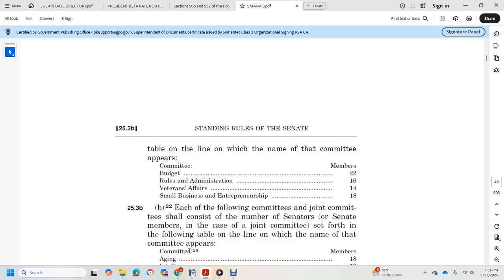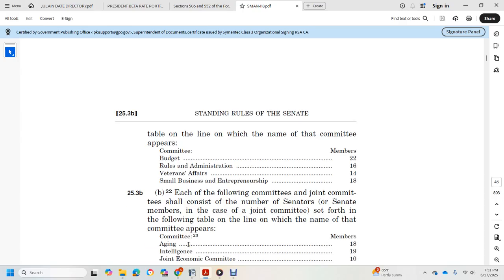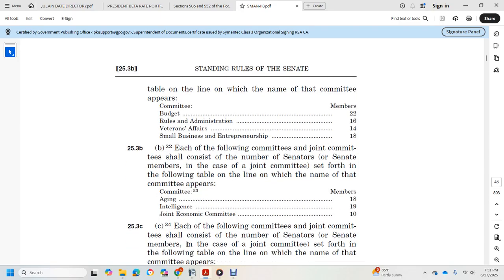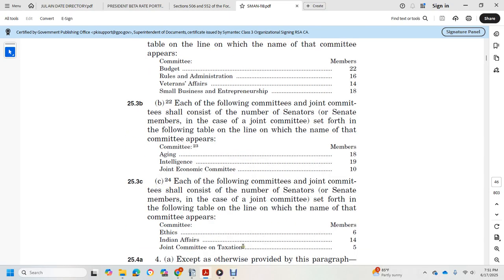Each of the following committees and joint committees shall consist of the number of senators, or members in the case of a joint committee, set forth in the following table on the line on which the name of the committee appears: Aging: 18. Intelligence: 19. Joint Economic Committee: 10. Each of the following committees and joint committees shall consist of the number of senators, or members in the case of a joint committee, set forth in the following table: Ethics: 6. Indian Affairs: 14. Joint Committee on Taxation: 5.